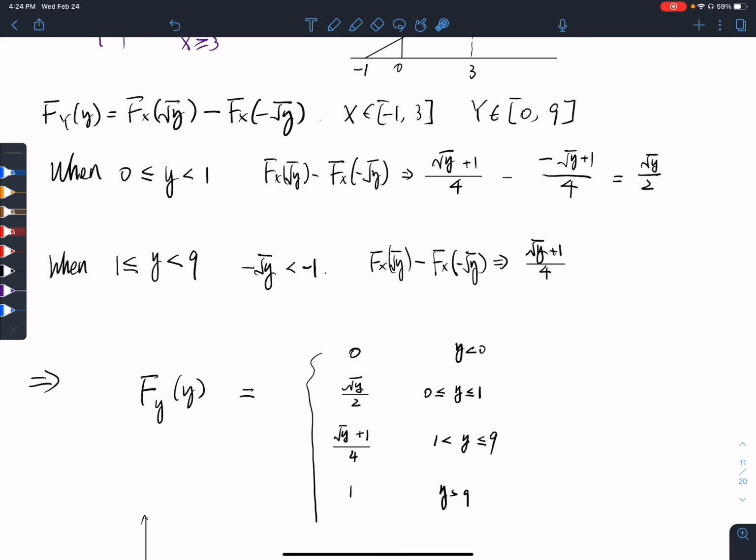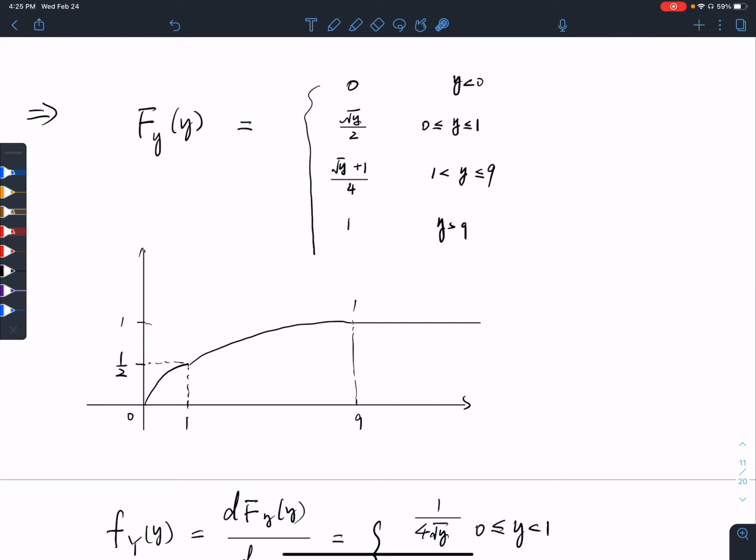Okay, so we got the function for F_Y, the distribution function of y. When y is less than 0, it's just equal to 0. When it belongs to 0 and 1, it's equal to square root of y over 2. And the same thing here, when it belongs to 1 to 9, it's equal to square root of y plus 1 over 4. And when it's larger than 9, it's equal to 1.